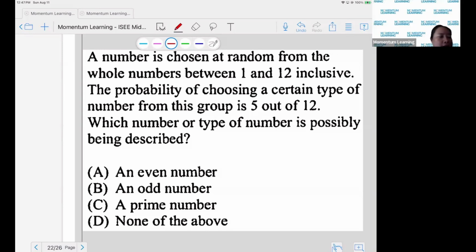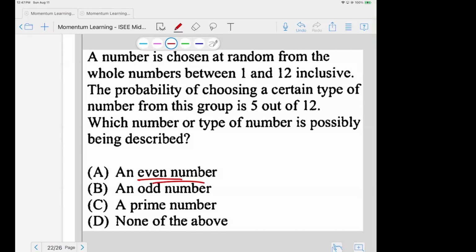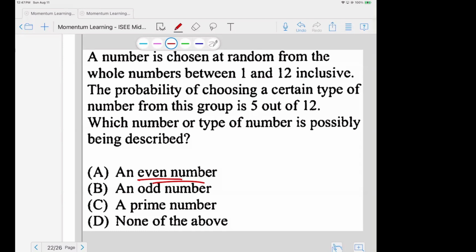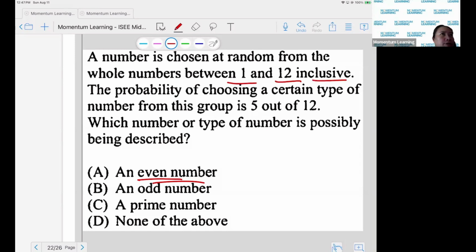Okay, now let's start. Chris, can you tell me what would be the probability if it is an even number? What would be the probability if I'm just choosing an even number? Chris, are you still here? So between 1 and 12 inclusive, what is the probability I'm choosing an even number?